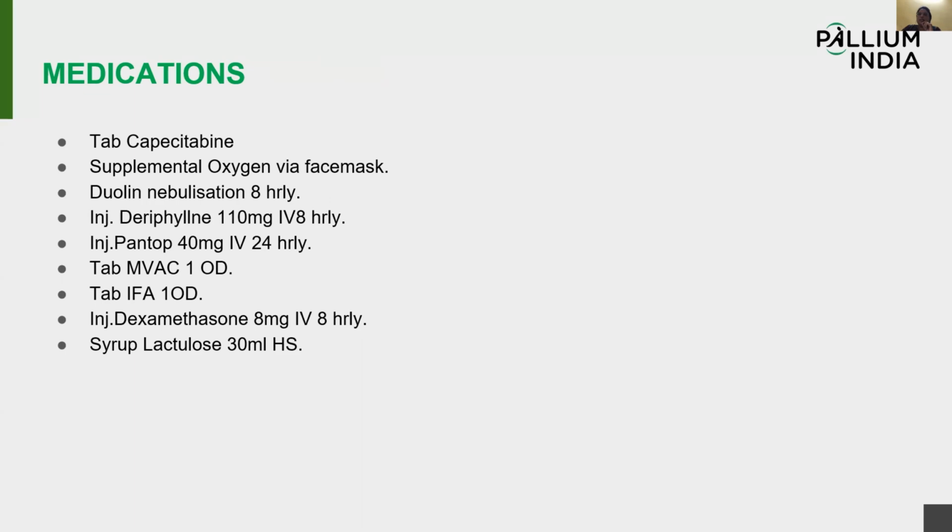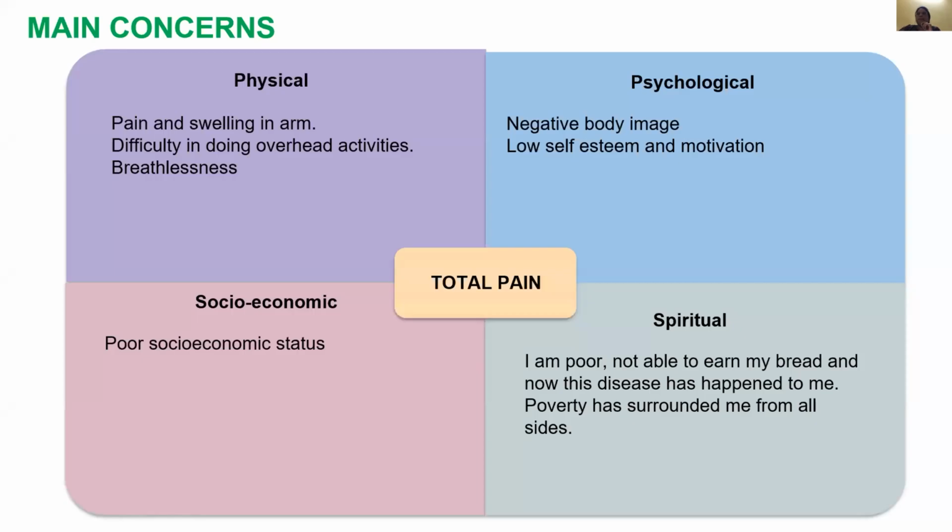With syrup 30 milliliters during night. Next. The main concerns: the physical concern was the patient having pain and swelling in the arm with difficulty in doing overhead activities and breathlessness. Psychological concerns included a negative body image, low self-esteem and motivation. Socio-economic status was poor for the patient and family. And the spiritual concern was, I am poor and not able to earn my bread, and now the disease has happened to me, poverty has surrounded me from all sides. These were the words which the patient used during the treatment.